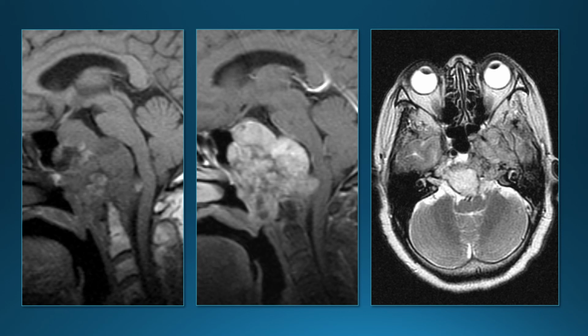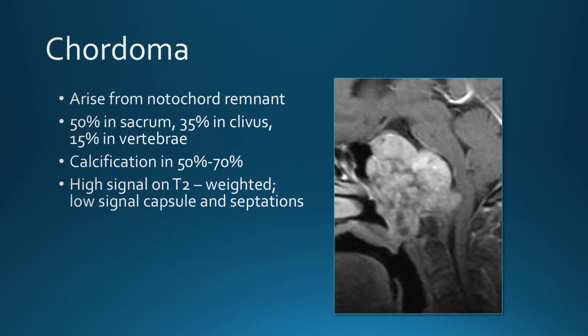This patient has a mass involving the clivus, pre and post contrast, T1, heterogeneously enhancing lesion in the clivus. On T2, it's quite T2 bright here. It has some septations within it. This is a chordoma, so these arise from notochord remnants.